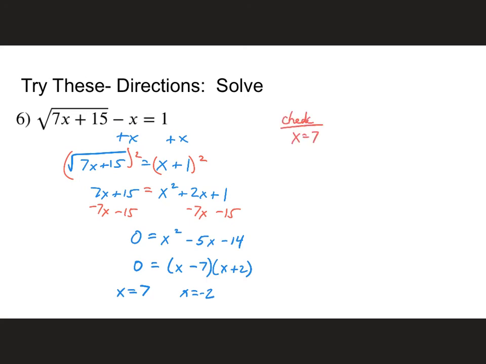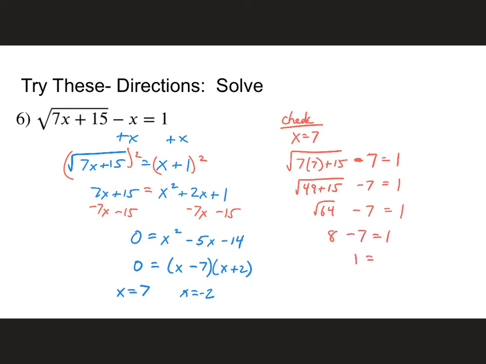x equals 7. So that's the square root of 7 times 7 plus 15, minus 7 equals 1. So that's 49 plus 15 underneath the radical. 49 plus 15 is 64. So I have the square root of 64 minus 7. The square root of 64 is 8. 8 minus 7 equals 1. And 1 does equal 1. That guy works.